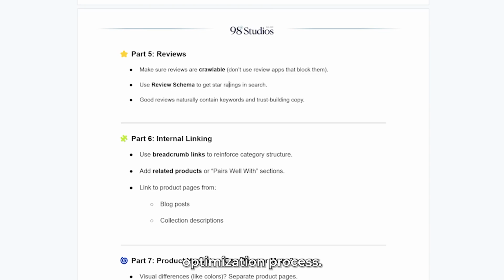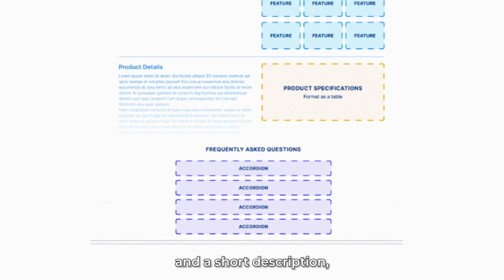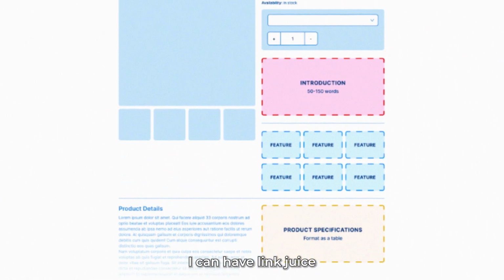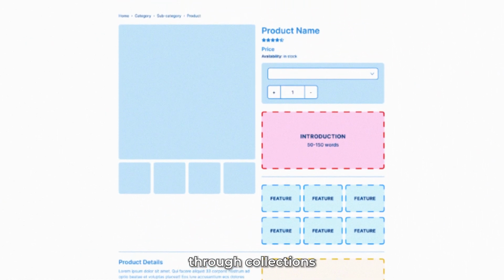Now internal linking, so that's part of the SEO optimization process. Once you launch or you're trying to optimize a page, you want to make sure that page is linked back from other resources on the site. So you have the collections, and what I usually like to do is add an FAQ and a short description on the collection page, and within that content I would link to the best sellers of that collection, and that way I can have link juice distributed across the site through collections and through blogs.